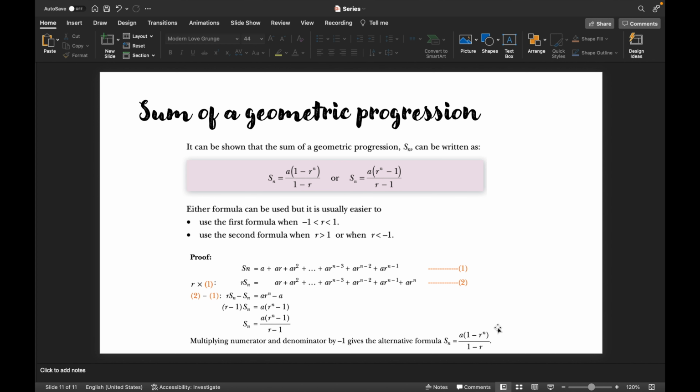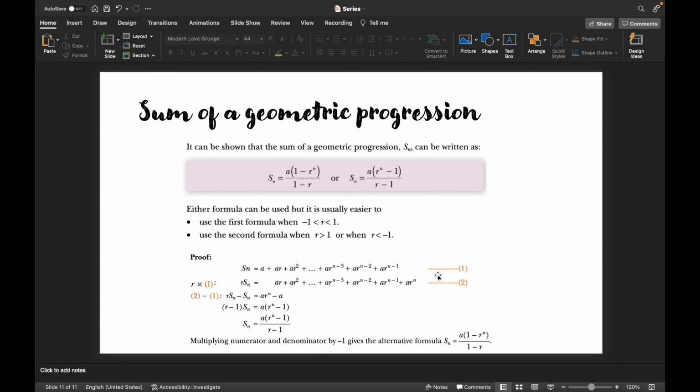Now let's go to the proof. First we'll write Sn as normal. Similar to arithmetic progression, here we have to write down each term and sum them up. So it's a plus ar plus ar squared plus ar cubed, and so on. In the next line we'll write r times Sn. So we get ar plus ar squared, and so on.